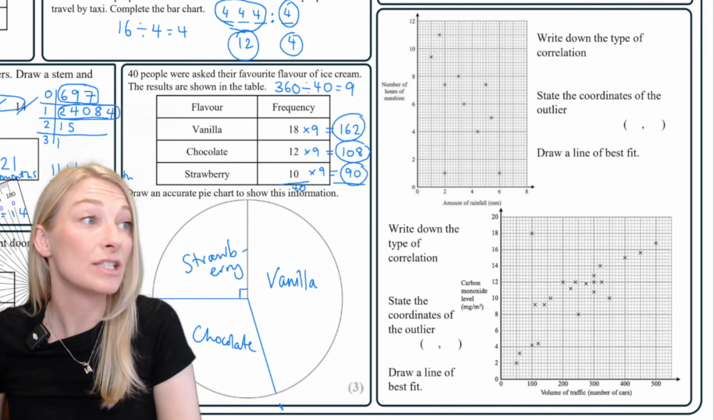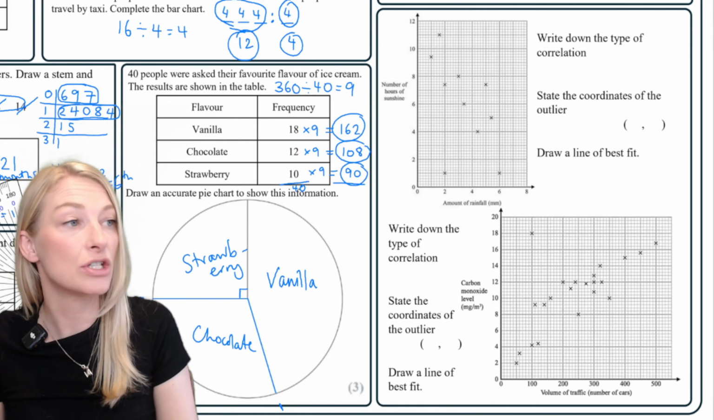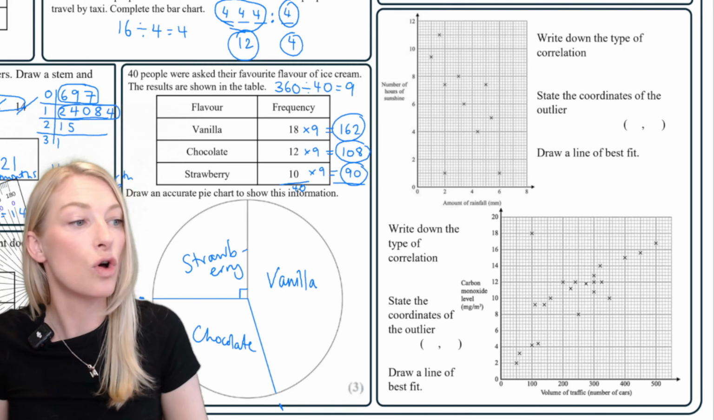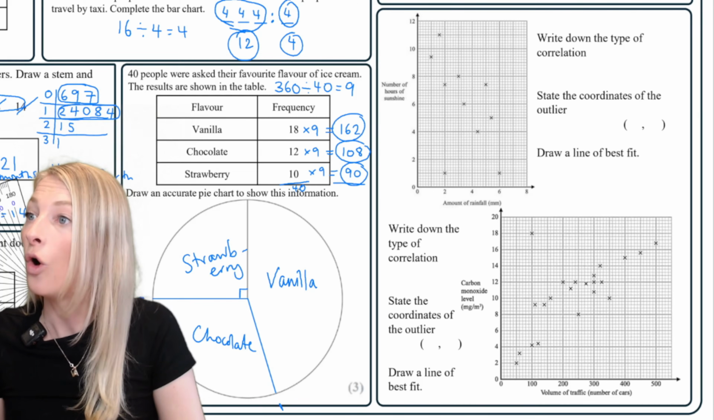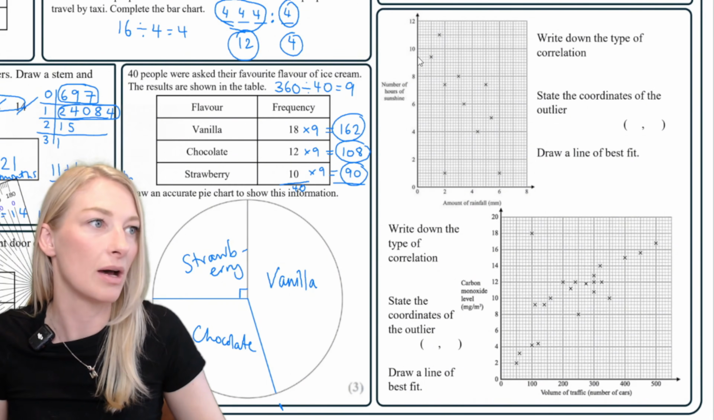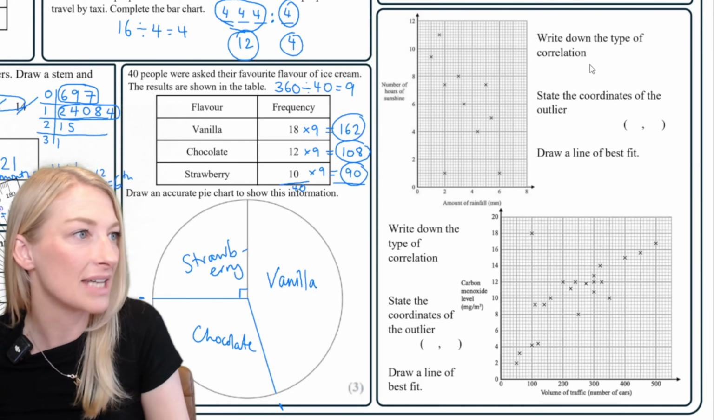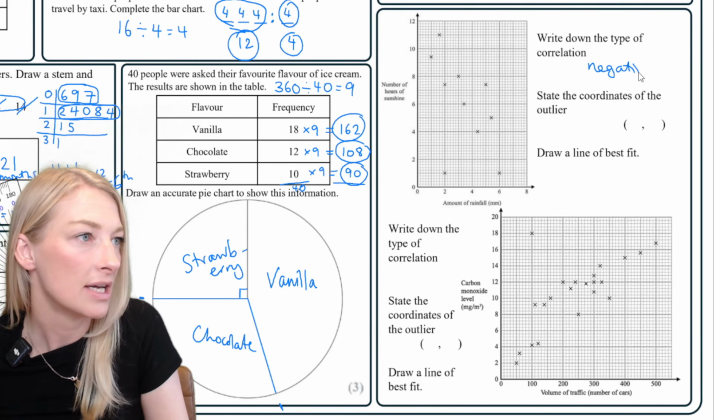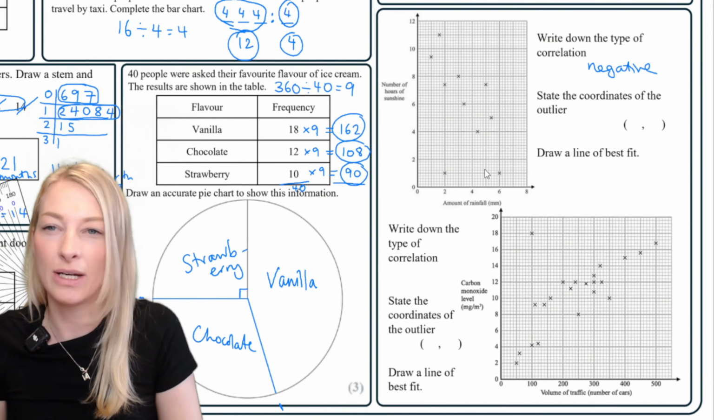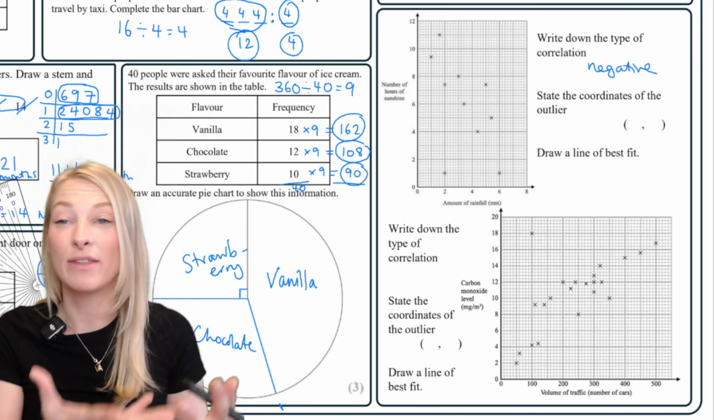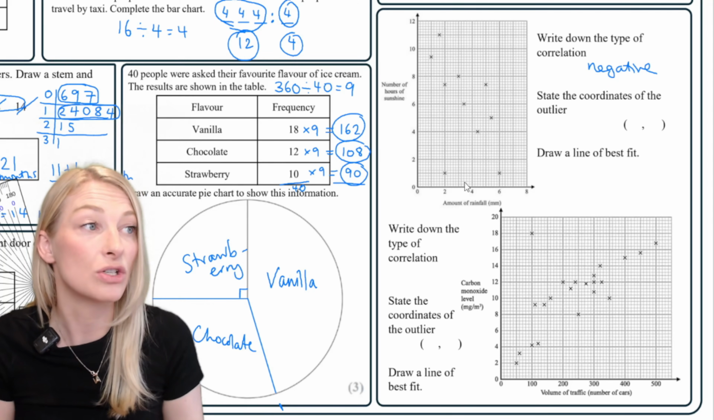And last but not least, we have scatter graphs. So with scatter graphs, we need to think about the correlation. And the correlation depends on whether your points are going up, like this one down here at the bottom, or whether they're coming down, like this one up here at the top. So here, because these points are coming downwards, we would say that is negative correlation. And that means as the rainfall goes up, the number of hours of sunshine is coming down. If I was asked to explain the relationship, that's what I'd say. As the rainfall goes up, the hours of sunshine is coming down.